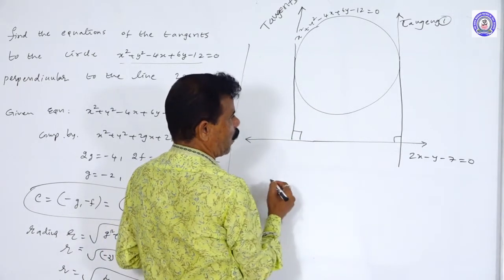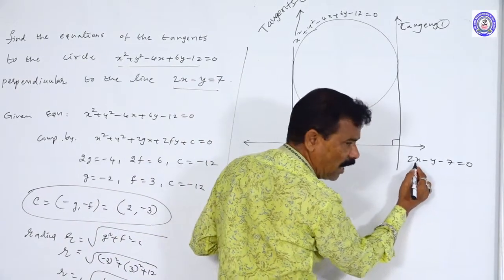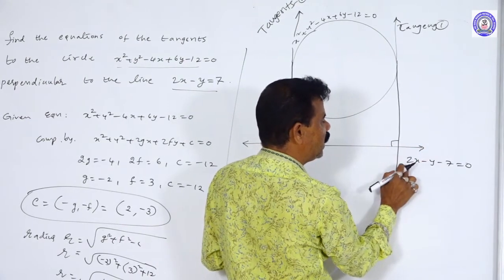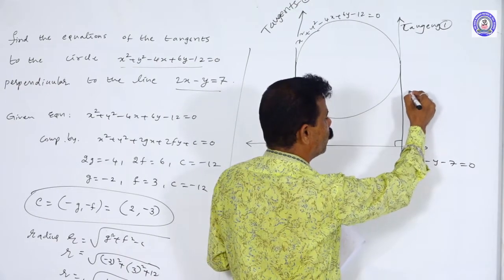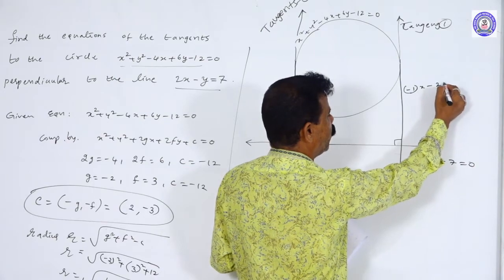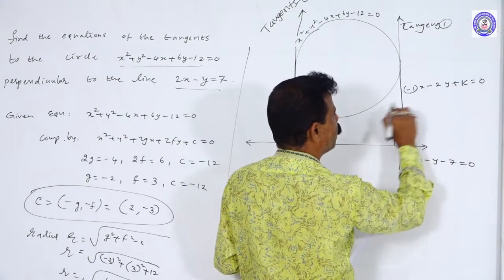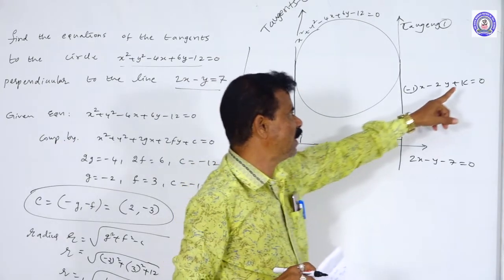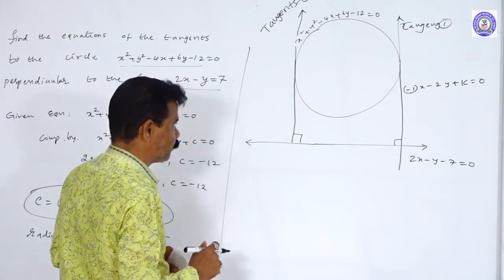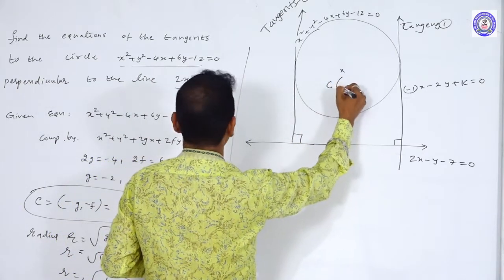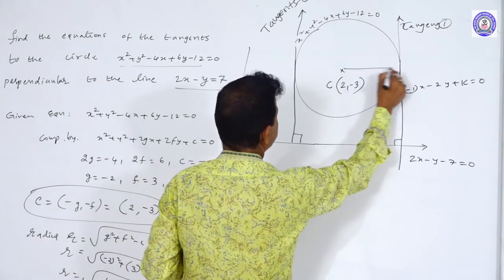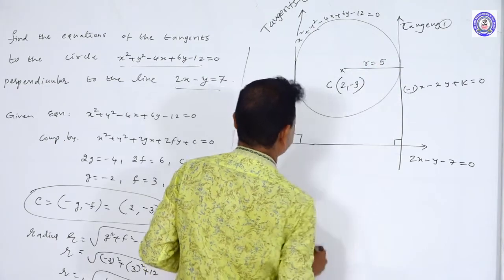These are also perpendicular. So the perpendicular line equation to this line is bx − ay + k = 0, that is −1x − 2y + k = 0. So we find the k value, then we substitute the k value, then we get the tangents. This is the center (2, −3). This is the radius, radius is equal to 5.